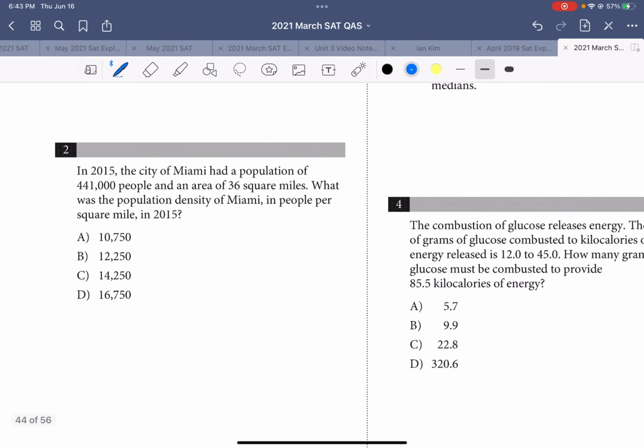Number two. In 2015, the city of Miami had a population of 441,000 people and an area of 36 square miles. What was the population density they give you? People per square mile. So 441,000 people divided by 36 square miles. So when you compute, that's 12,250. Okay.